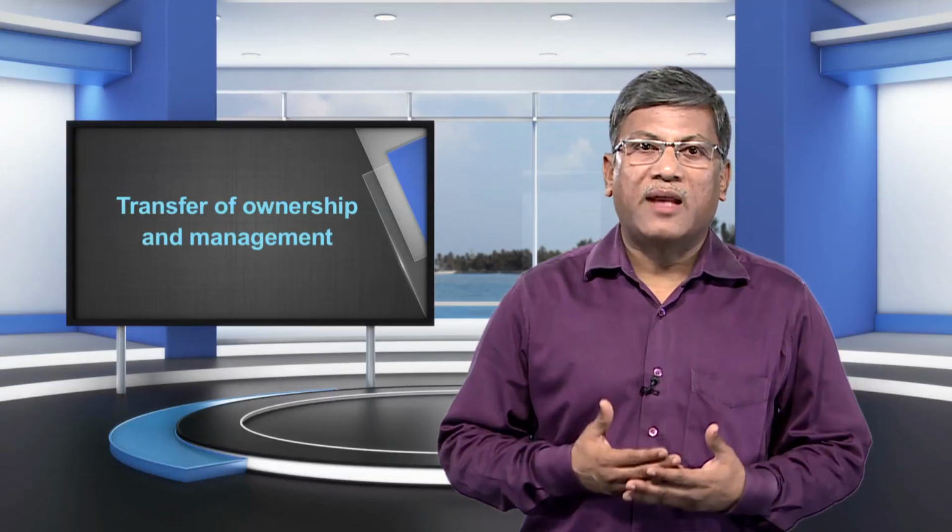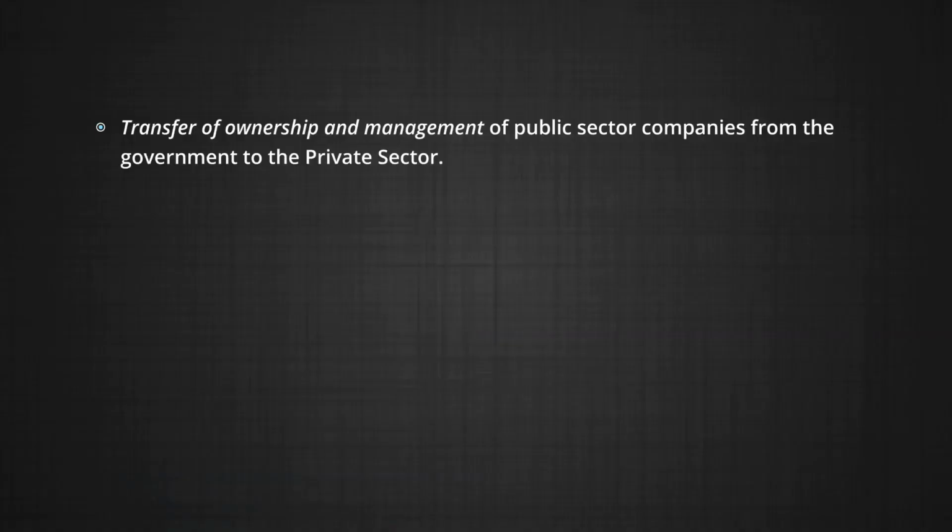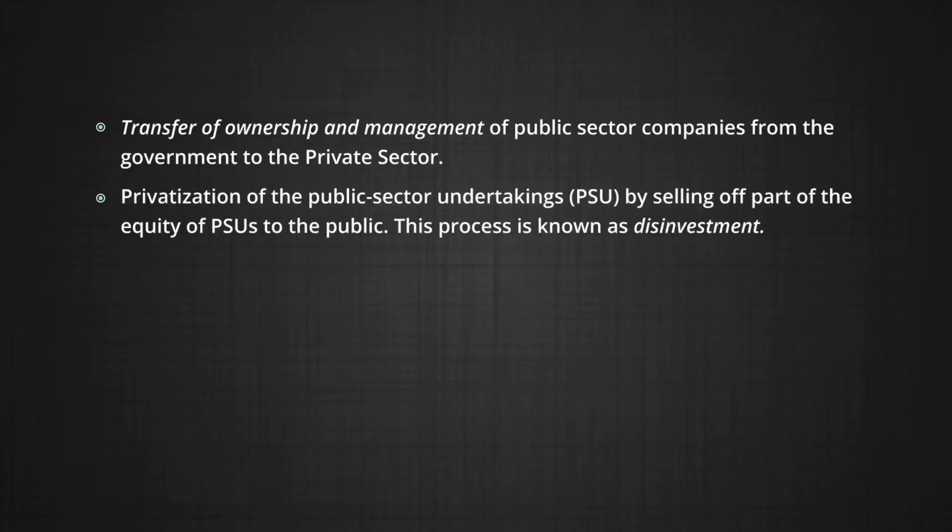Over the years, Indian government has diluted its stake in several public sector enterprises, including IPCL, IBP, Maruti Udyog, etc. Privatization can be done in the following ways. Number 1, transfer of ownership and management of public sector companies from the government to the private sector. Number 2, privatization of the public sector itself by selling off part of the equity of PSUs, that is public sector units, to the public. This process is known as disinvestment.